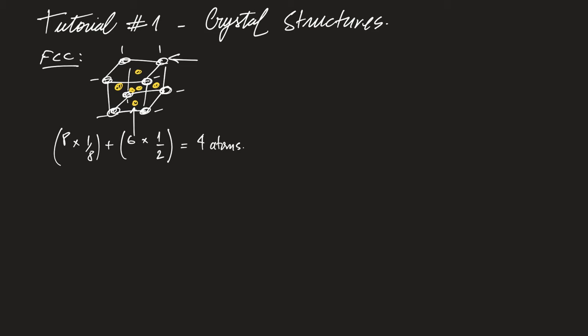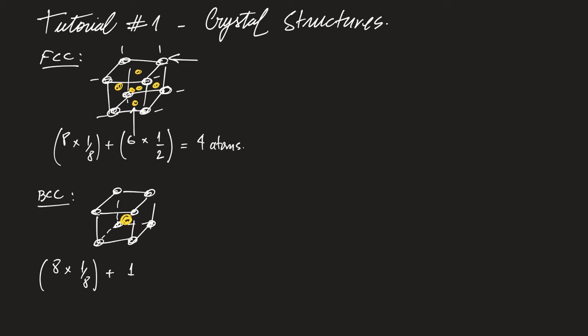We can think in a similar way for a BCC, which stands for body-centered cubic structure. It's essentially a simple cubic, but now with a single atom in the center of this cube. So if we apply the same concept here, there are 8 atoms in the corners times 1/8 plus 1. Note that the atom in the center is not shared with other unit cells. Therefore, the number of atoms in a BCC unit cell is 2 atoms.